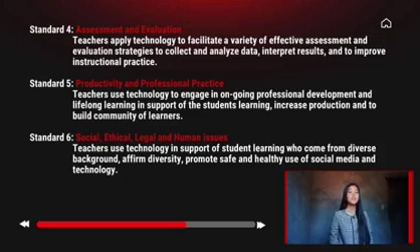So here, teachers apply technology to facilitate a variety of effective assessment and evaluation techniques to collect and analyze data, interpret results, and improve instructional practice. What I have stated in our previous standard, I said that technology provides teachers what they need. So here, technology also allows them to provide data and information, which with the help of our technology, they will interpret and analyze to come up with a proper conclusion or evaluation of answers, especially on quizzes, exams, and such.